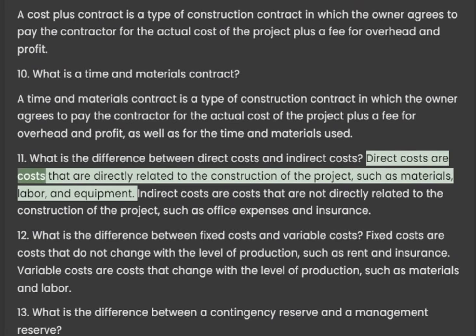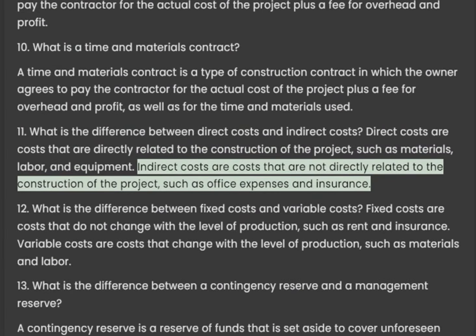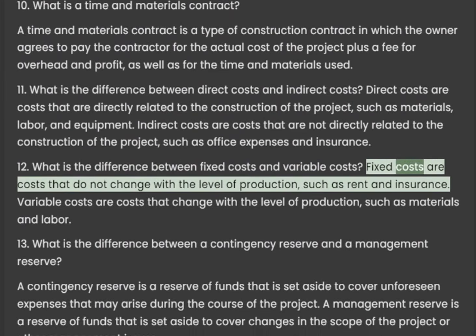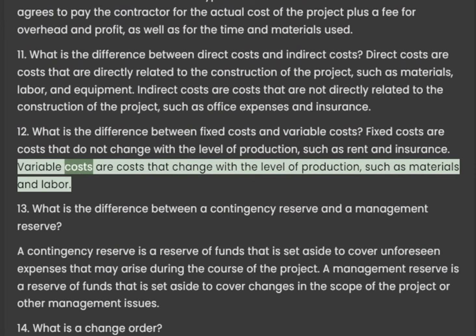11. What is the difference between direct costs and indirect costs? Direct costs are costs that are directly related to the construction of the project, such as materials, labor, and equipment. Indirect costs are costs that are not directly related to the construction of the project, such as office expenses and insurance. 12. What is the difference between fixed costs and variable costs? Fixed costs are costs that do not change with the level of production, such as rent and insurance. Variable costs are costs that change with the level of production, such as materials and labor.